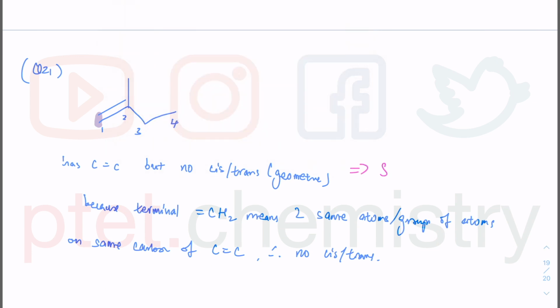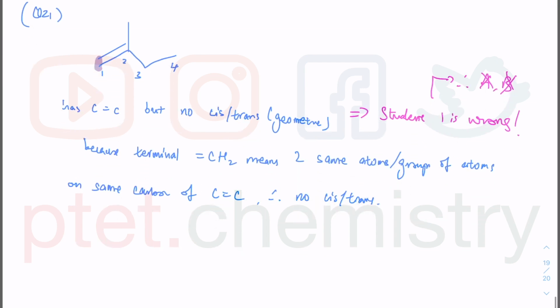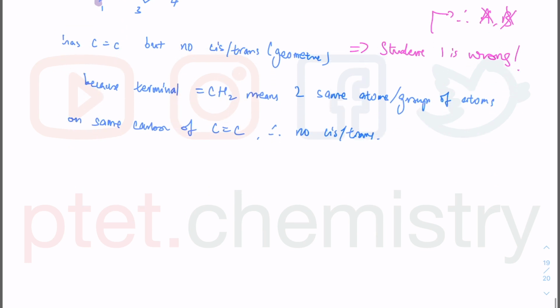So student 1 is wrong. So if you look at which students are correct, so both 1 and 2 are correct, 1 only is correct. So therefore, A and B is definitely out. You're just left with C and D. So let's have a look at student 2.